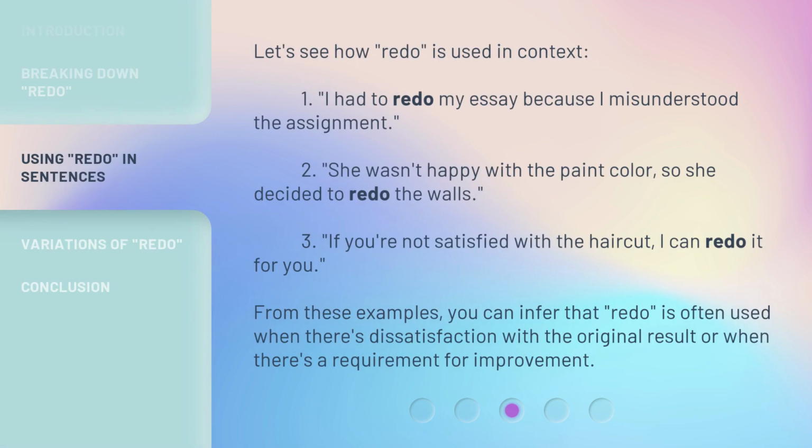Let's see how redo is used in context. 1. I had to redo my essay because I misunderstood the assignment. 2. She wasn't happy with the paint color, so she decided to redo the walls. 3. If you're not satisfied with the haircut, I can redo it for you. From these examples, you can infer that redo is often used when there's dissatisfaction with the original result or when there's a requirement for improvement.